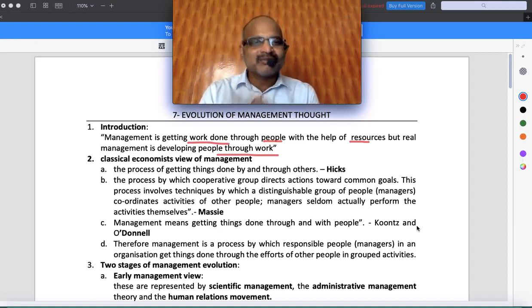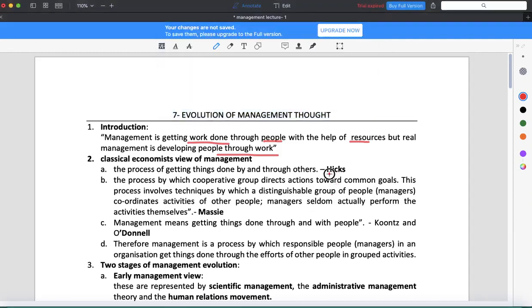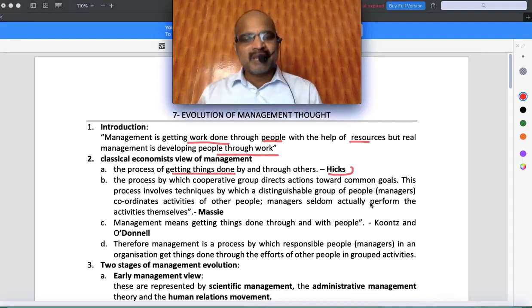Classical economists have given five important variables. Understand this. If you are writing an objective type question paper, you must be very careful about this. First one: according to Hicks, it says the process of getting things done. Just now I said management is about getting things done with the help of others. That's what the first point says. So the management definition given by classicals is very clear.